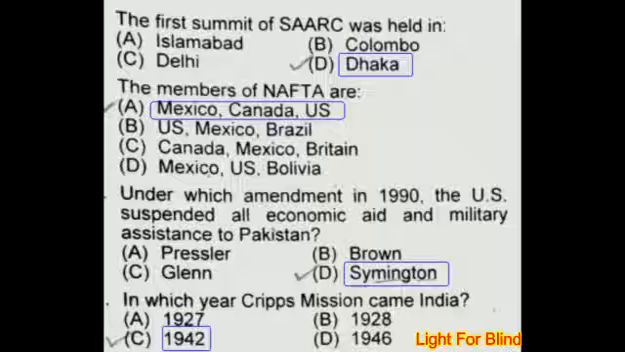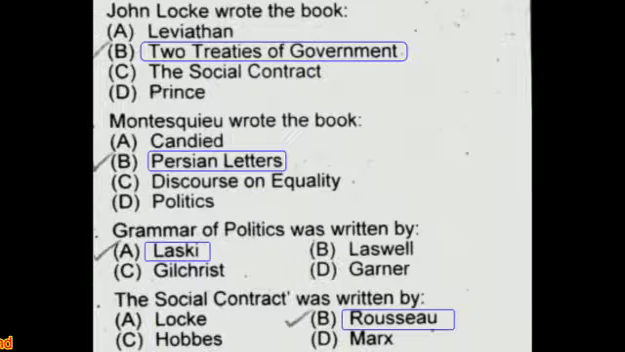Number 76. Under which amendment in 1990 the US suspended all economic aid and military assistance to Pakistan? Answer is Symington. Number 77. In which year Cripps mission came in India? Answer is 1942.